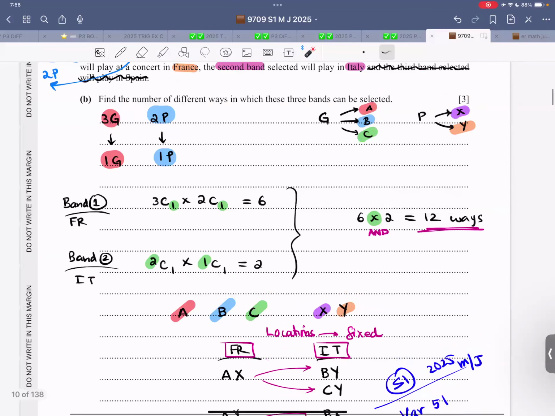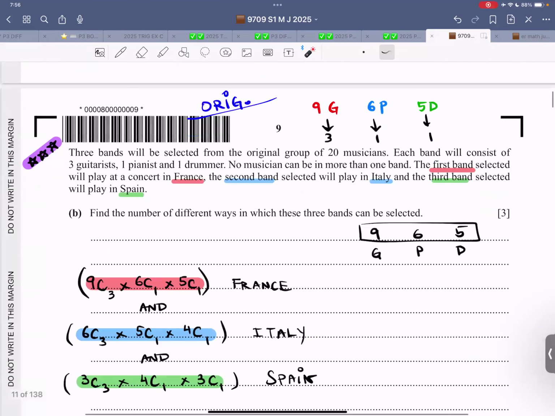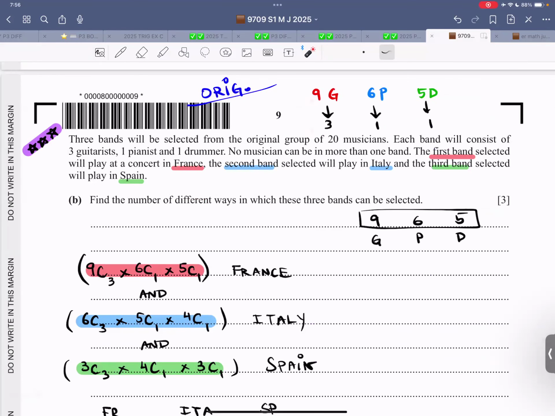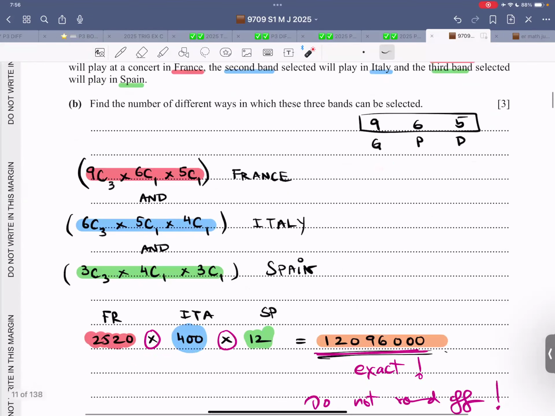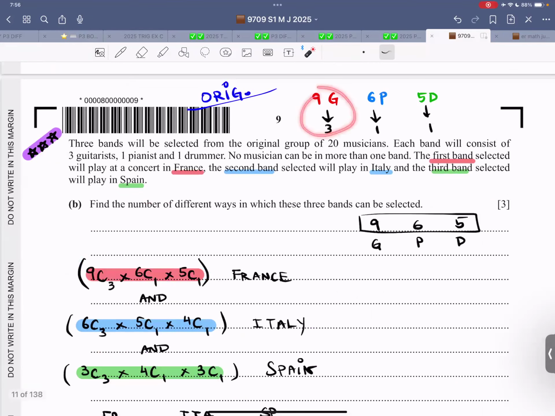Now, what about the original version? This is the original version. Out of 9 guitarists, we need 3. Out of 6 pianists, we need 1. Out of 5 drummers, we need 1. Again, there are 3 countries involved, France, Italy, and Spain. So now, first of all, 9C3. This is for this thing, 9C3.